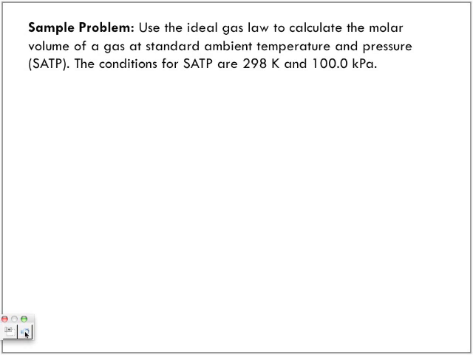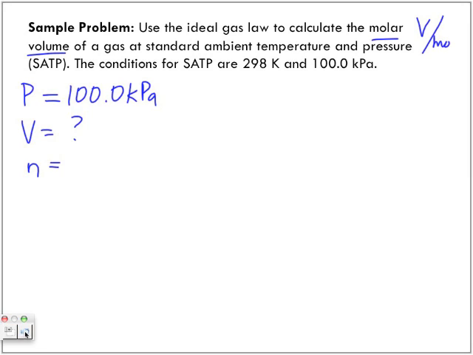So what's important is that we have what is our given. We've got pressure is equal to 100.0 kilopascals. We've got a volume, which is what we need to find. We've got the number of moles, and because we're looking at a molar volume, it'll be volume per mole. That per mole means 1 mole.